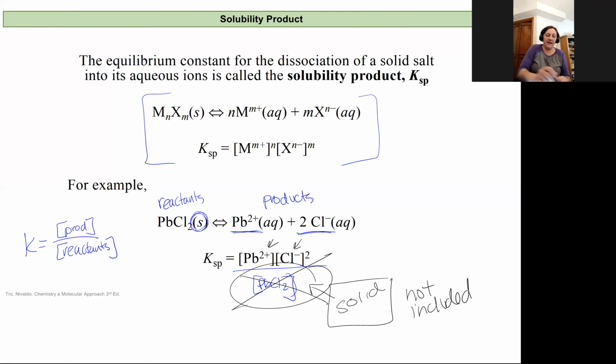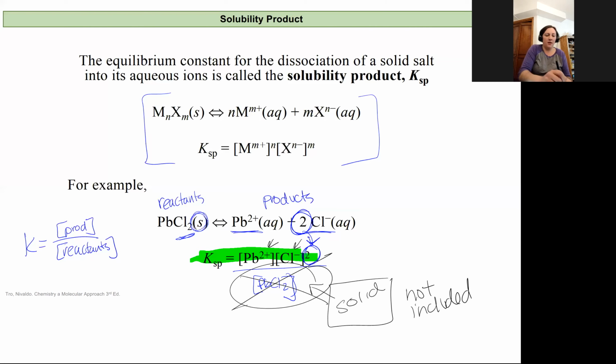And our Ksp, or our equilibrium constant, is going to just be equal to the lead ion concentration times the chloride ion concentration squared. Remember, we're taking that coefficient 2 in front of the chloride and squaring the concentration of our chloride ions to account for the increased concentration of these ions based on the mole ratio of our chemical reaction. And so that gives us our equilibrium constant.